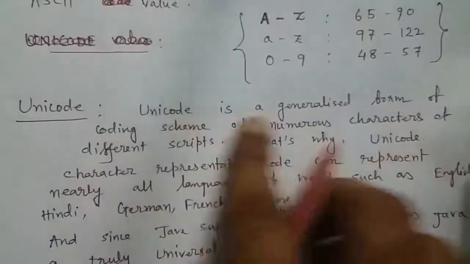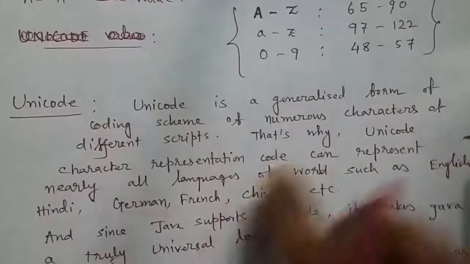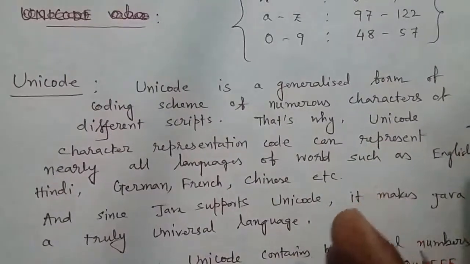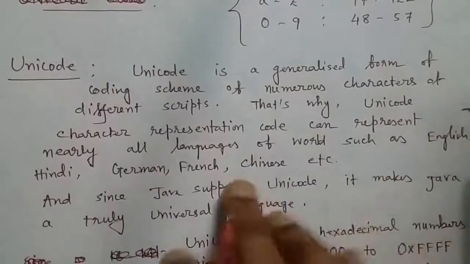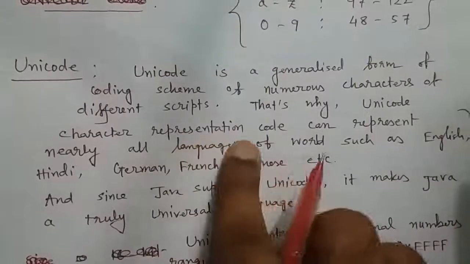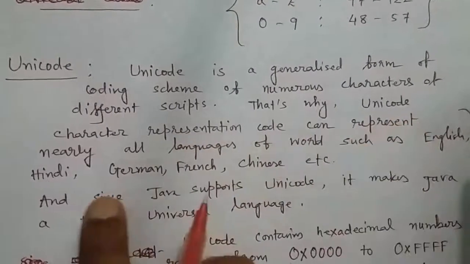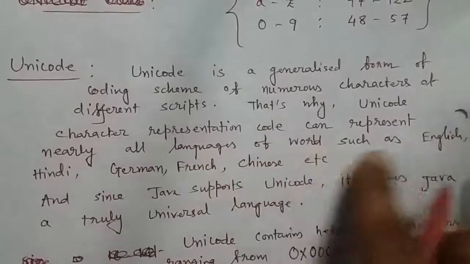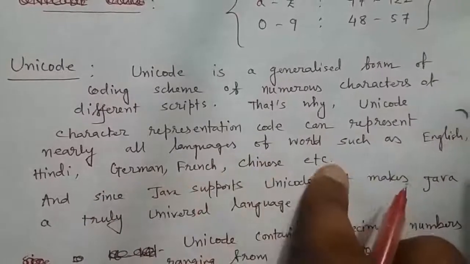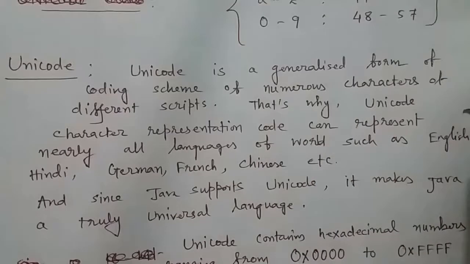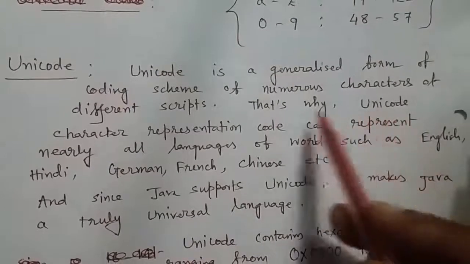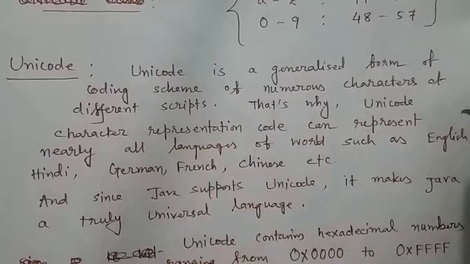ASCII characters are limited, but as you can see, the Unicode characters are more than that of ASCII characters, isn't it? Because Unicode character representation code can represent nearly all languages of the world. So the characters which are used in German language, in Hindi language, in English language, etc. can be represented using this coding scheme, Unicode character representation code.